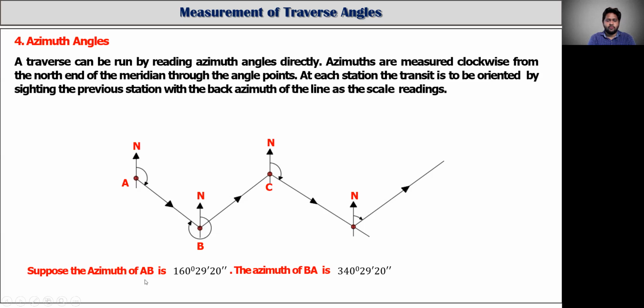Suppose the azimuth of AB is 160 degrees 29 minutes 20 seconds. If you see here, this is the AB line, and for this AB line the angle is 160 degrees 29 minutes 20 seconds. For BC, the bearing is 340 degrees 29 minutes 20 seconds. That is the BC angle.